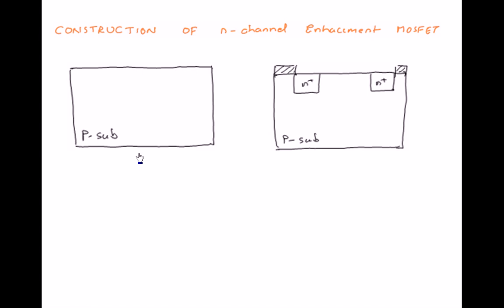Next, into that, two N plus regions are diffused. One acts as the drain, the other acts as the source. Actually, the fabrication is different from this construction. We are only discussing the construction part. This diffusion happens later, after the gate terminal is formed. But we are not discussing the fabrication part, only the construction, how it looks.